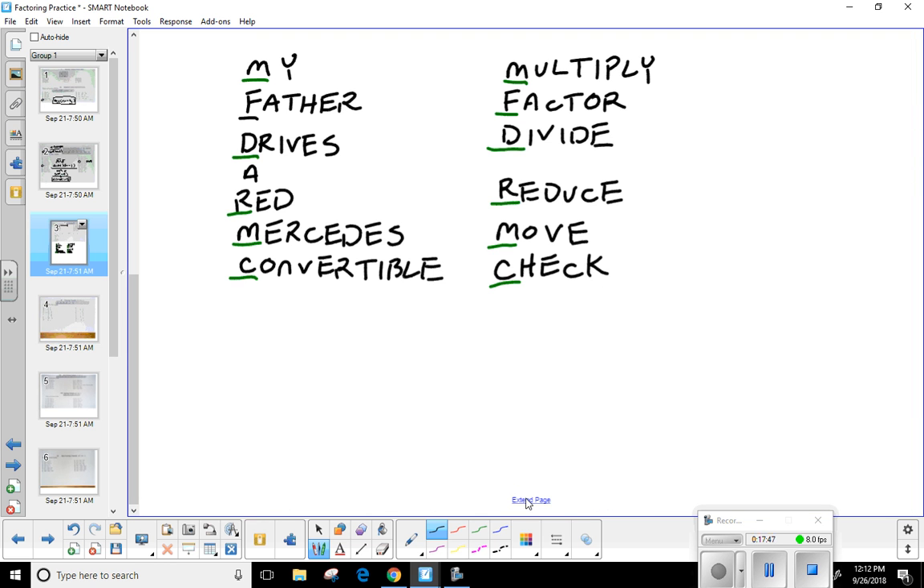What does my father drive? A red Mercedes convertible. In reality, my dad actually drives a maroon Ford pickup, but that has nothing to do with what we're doing here.